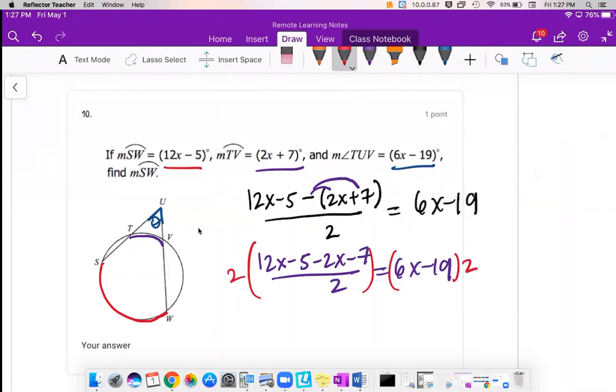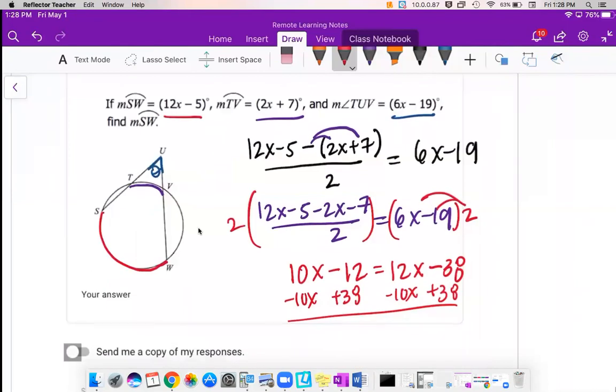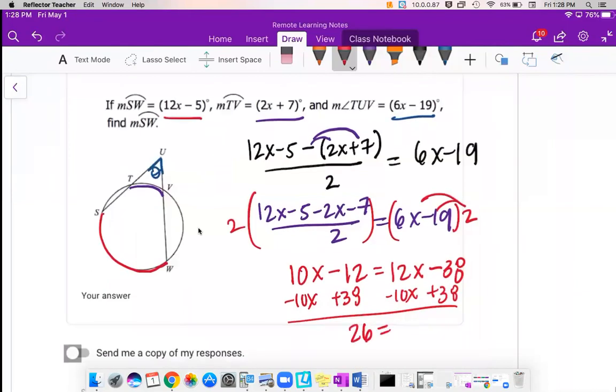So 12x minus 2x is 10x, and then 5 minus 7 is going to be negative 12. And I'm going to distribute this, so 6x times 2 is 12x, and then this is minus 38. Combine like terms, so let's see, add 38 to both sides, minus 10x. Then we get this to be 26 equals 2x, so then x is going to be 13.